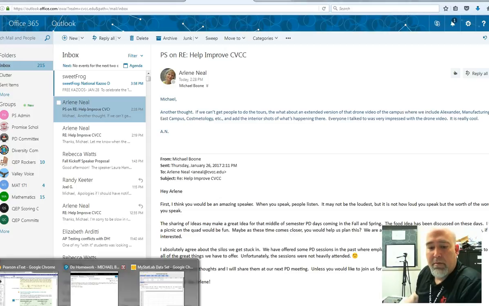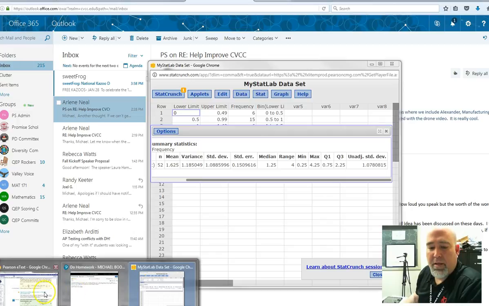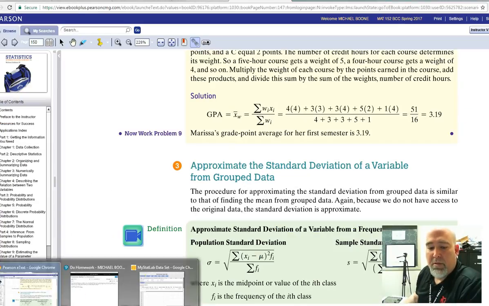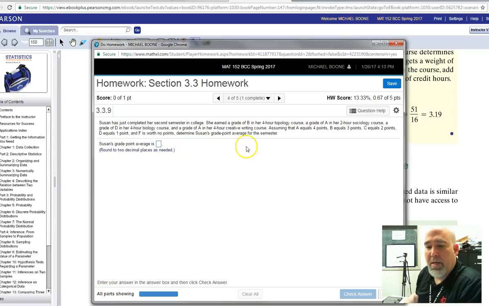In StatCrunch, there's a way that we can do this, but we also can do it by hand. So I'm going to show a way on this one of doing it by hand.